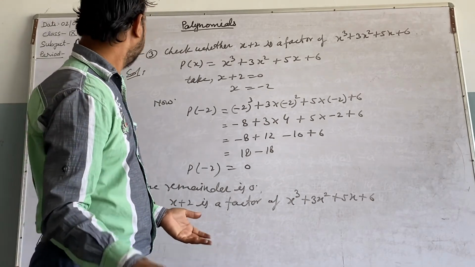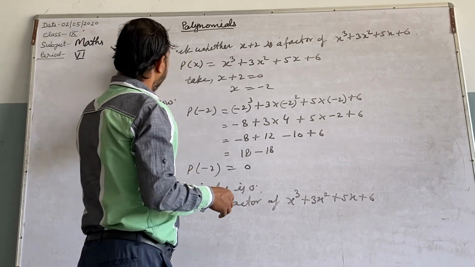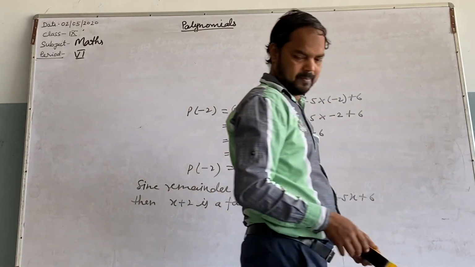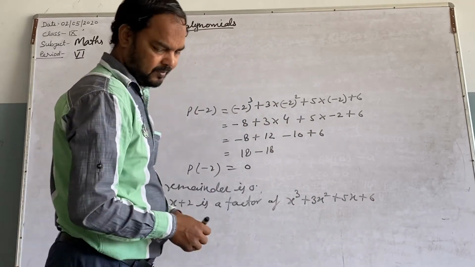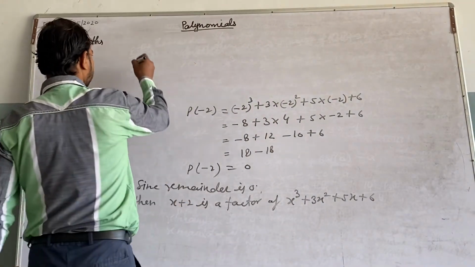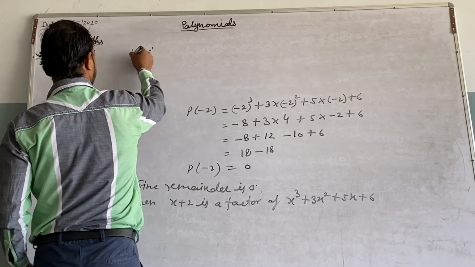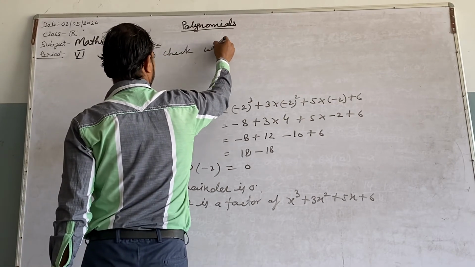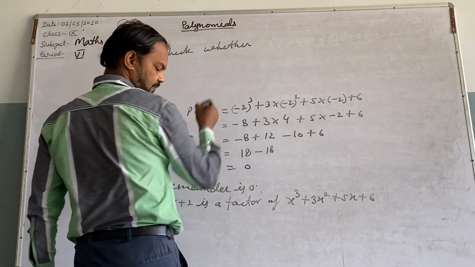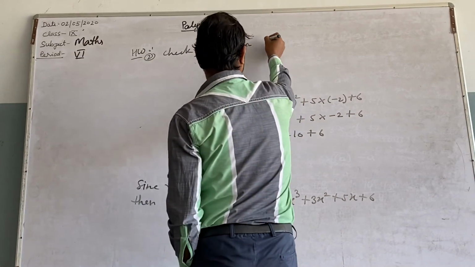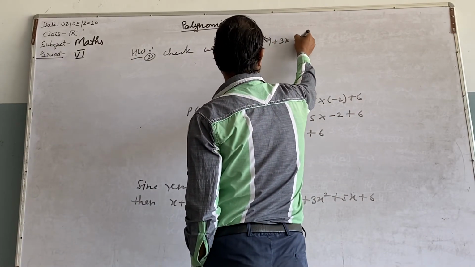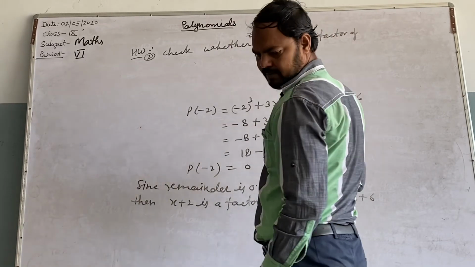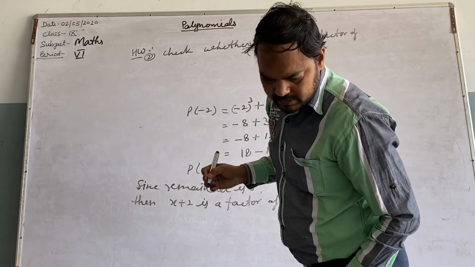Now try homework. Homework 2. Check whether x plus 3x is a factor of 3x cube plus 7x.